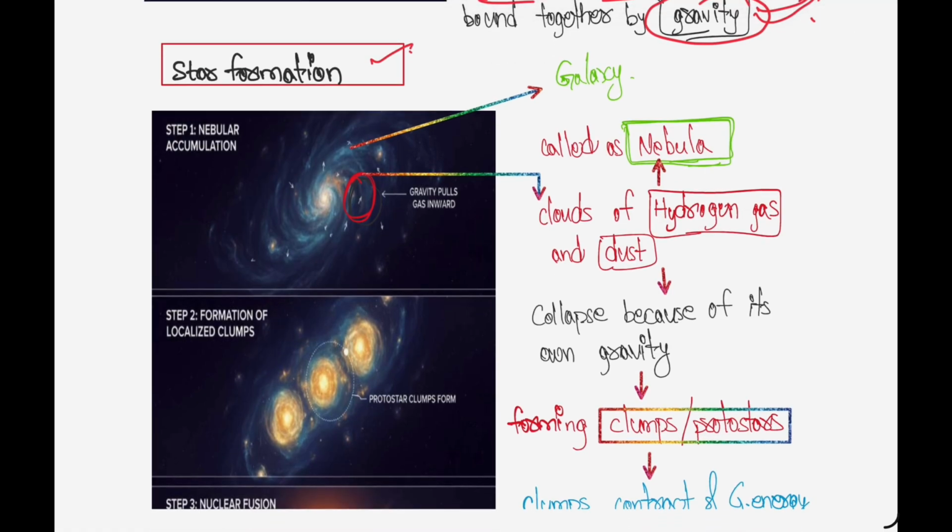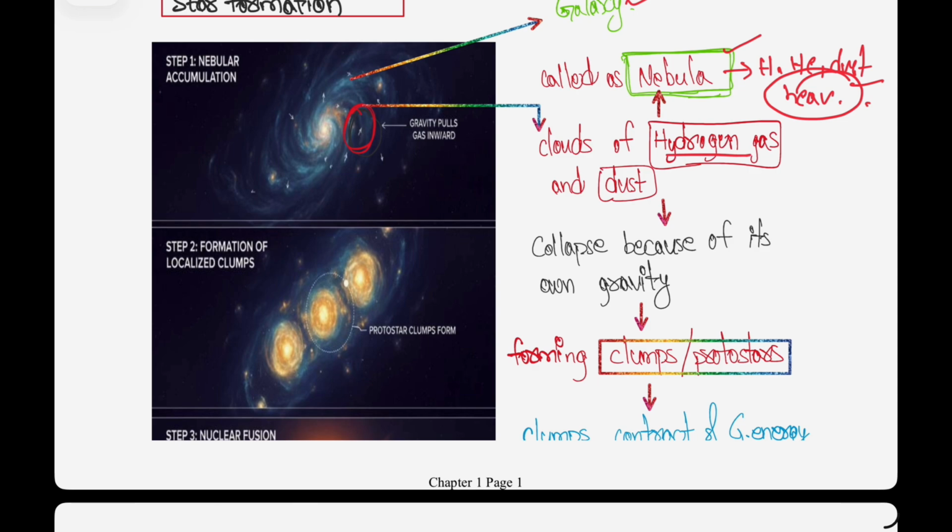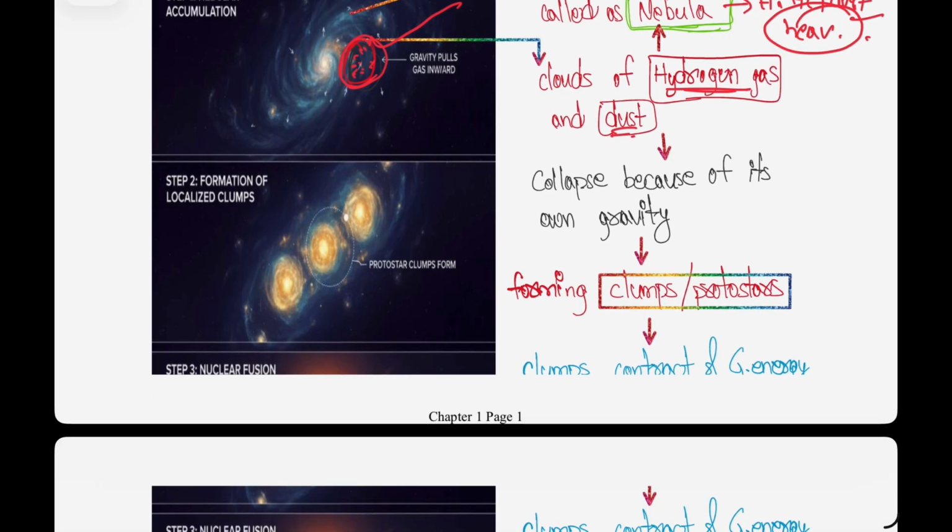So when you see a galaxy, there will be a huge number of nebulas present, not just a single nebula. In each nebula there will be the presence of hydrogen, helium, dust and various heavier elements, right? These clouds of hydrogen, dust and gas can be called a nebula, and there is a huge amount of dust and various hydrogen and helium metals present in this nebula cloud.